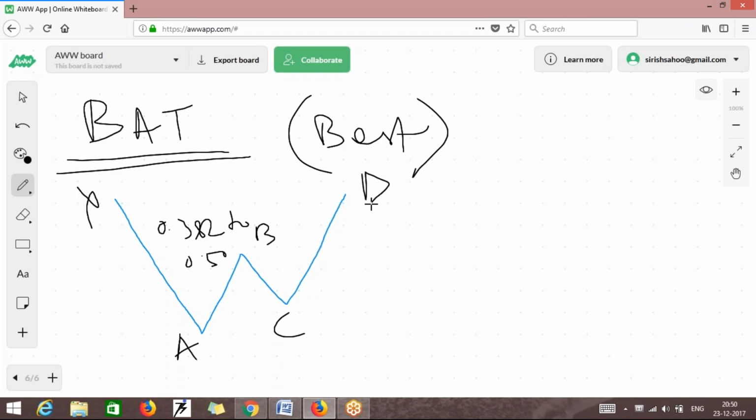Now coming to the next one, here also it's similar to a Gartley. So this would be the same, 0.382 to 0.886 from this movement. Now coming to this leg, here also there is a small difference. It is from 1.618 to 2.618.